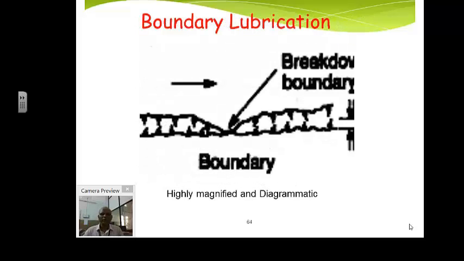In the case of boundary lubrication, the film thickness is still small, there is no continuous film. The lubricant molecules stand out like the bristles of a toothbrush or in a carpet, and they separate the surfaces. But at some points there may be asperity level contacts taking place. The sketch shows a boundary lubrication regime.